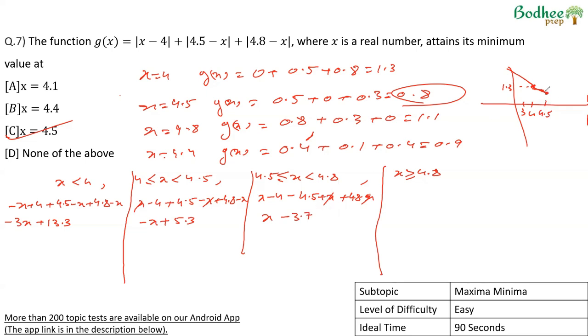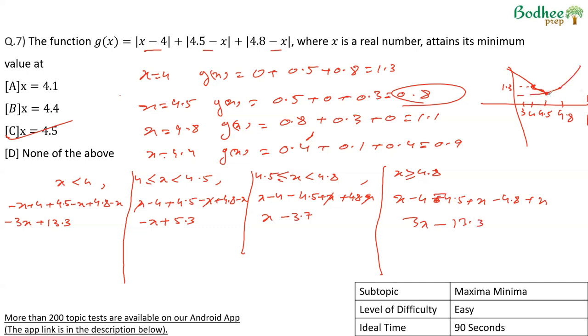So if we put x as 4.5, we'll get 0.8. Until 4.8, the value will increase and go up to 1.1. So as you can see, the value is increasing. And from here, it is evident that the sign of the x's will be positive, negative, negative. So we will get x minus 4 plus minus 4.5 plus x minus 4.8 plus x. So we'll get 3x minus 12, 13.3. So from here, the value will keep on increasing.